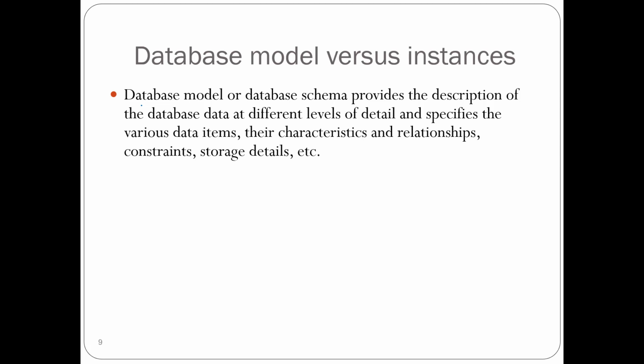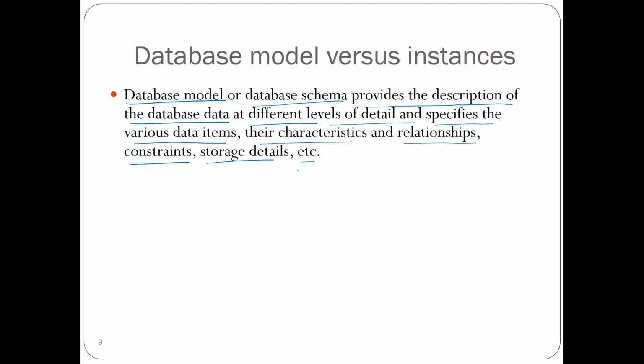Now I will first read these things and then I'll explain these things to you. A database model or a database schema provides the description of the database data at different levels of details. It specifies the various data items, their characteristics, and the relationships. They also specify constraints, the storage details, etc.